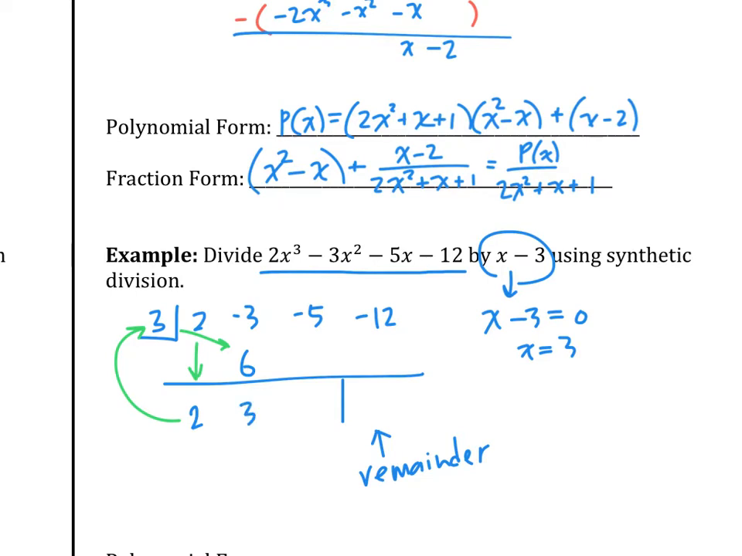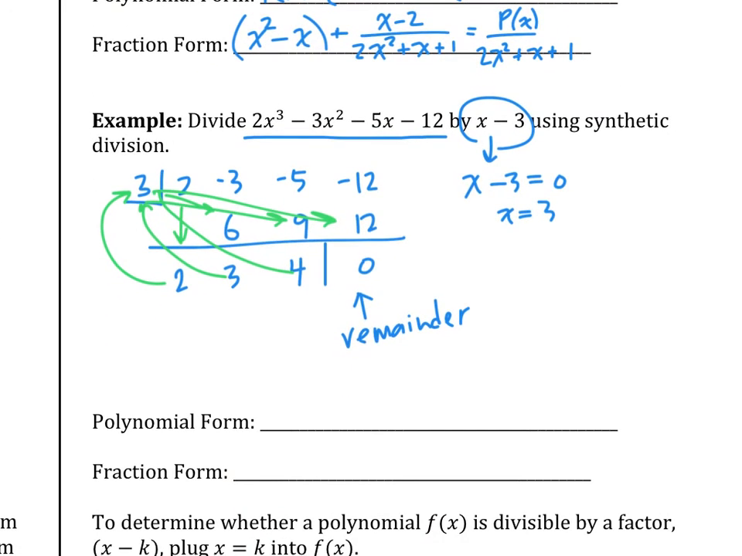And then you do it again. 3 times the box, which is 9. 9 goes in here. You're going to add. So this is 4. Do it again. 4 times the box, which is 12, goes here. 0. All right, it's nice when we get 0.